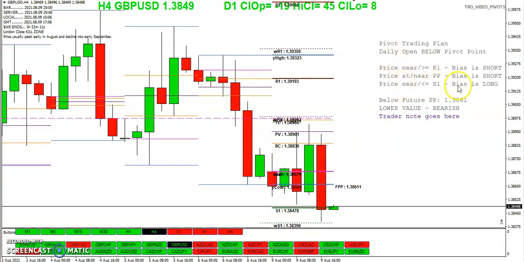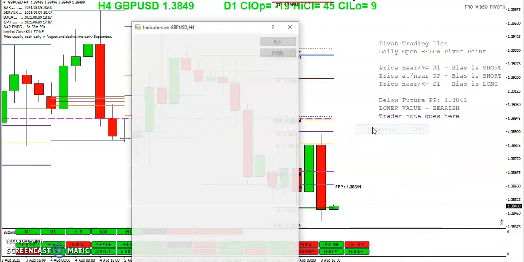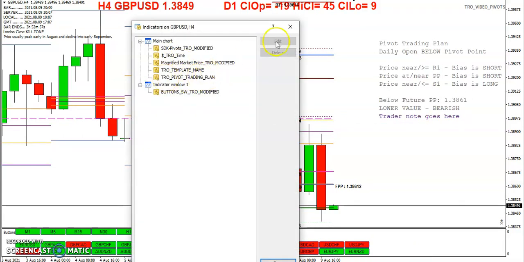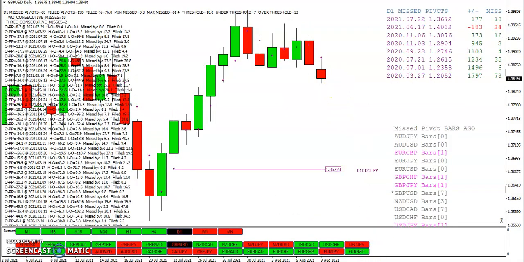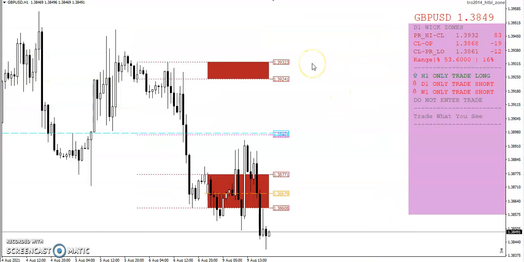So let's see, price near S1, bias is long, price is near S1, and price is moving up. And the pivot trading plan, it's right there, that indicator. Pivots we've gone over. Wick zone, statistically, last time I ran it, it's like 77% of the time price leaves the wick zone.